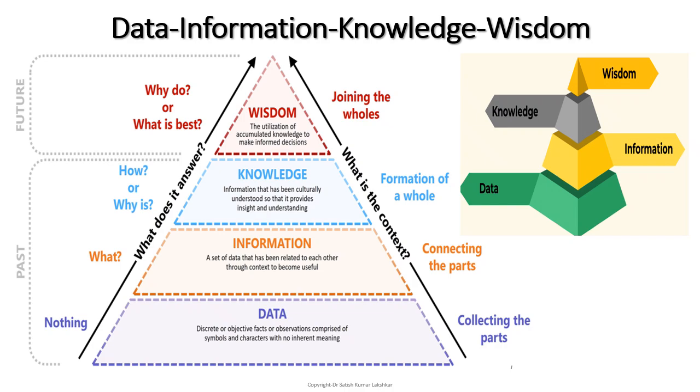So these are the different levels of the DIKW model: data, information, knowledge, and wisdom. Data is the basic level, then information, then knowledge, and then wisdom. Data is collecting the parts and information is connecting the parts. The third level is the formation of a whole. It is like aggregating everything, so that is the knowledge. And then joining the whole, that is the wisdom.